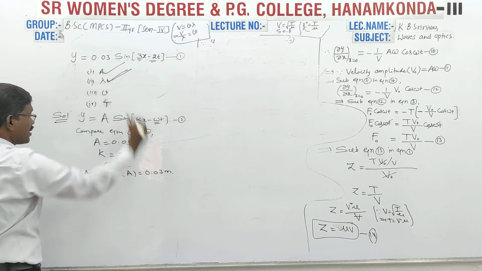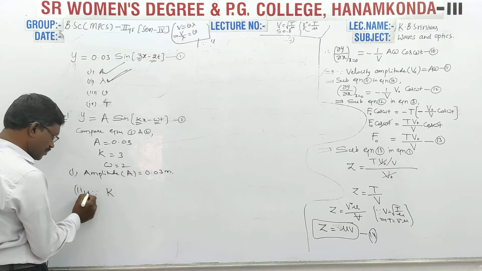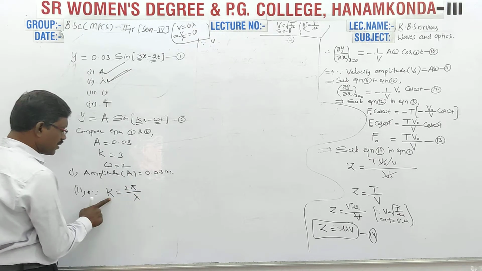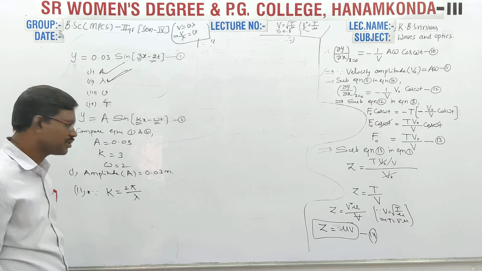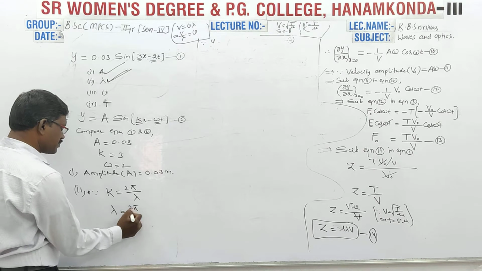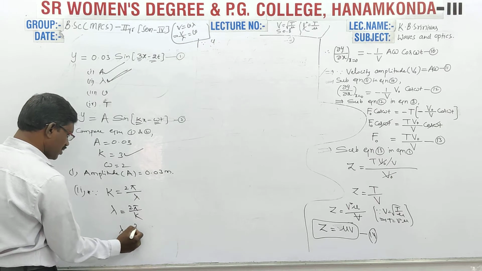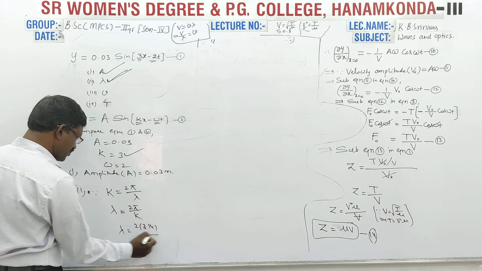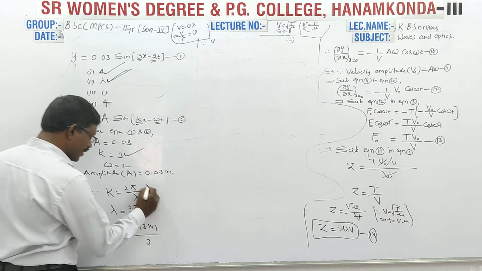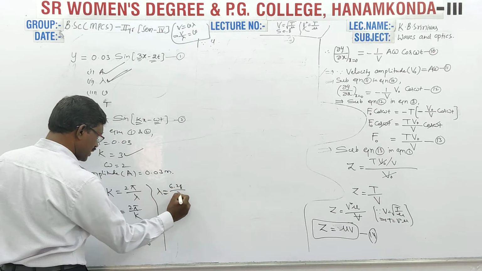Wavelength can be calculated from wave number. We have to remember this formula. Wave number is represented by k, k is equal to 2 pi by lambda. I have already explained wave number. I want to calculate lambda, so lambda is equal to 2 pi by k. I have already written the k value here. So lambda is equal to 2 into pi value, 3.14, by k value, 3. So lambda is equal to, this becomes double, that is 6.28 by 3.